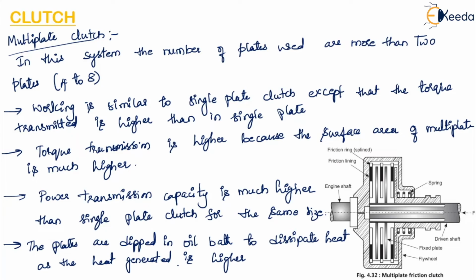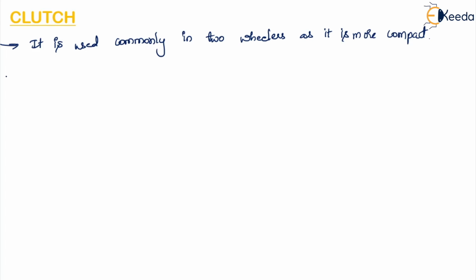This type of clutch is most commonly used in two-wheelers as it is more compact, that means it is small in size. The system, which is mounted on the engine shaft, also acts as a flywheel in two-wheelers.